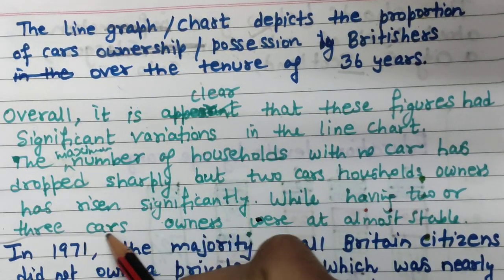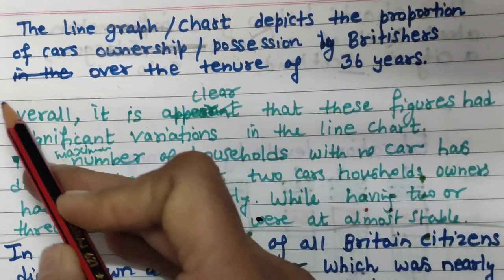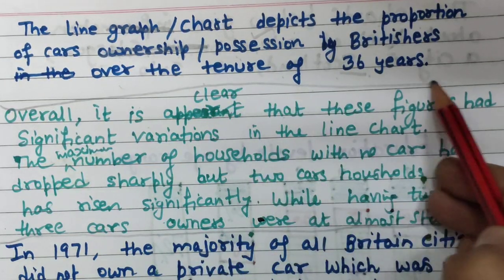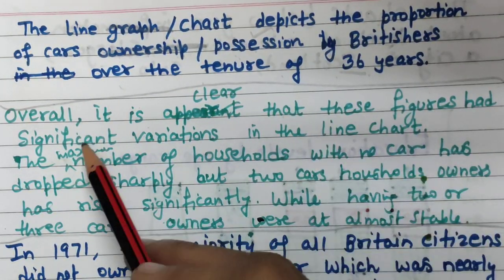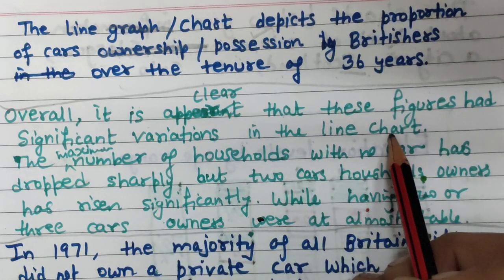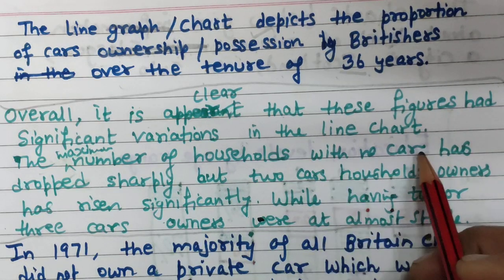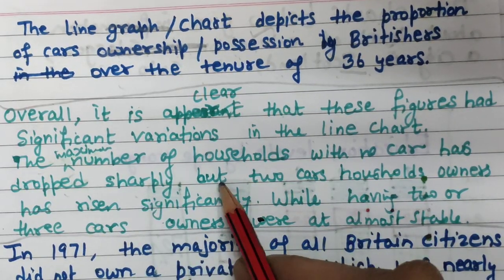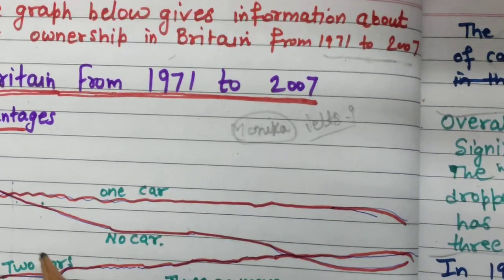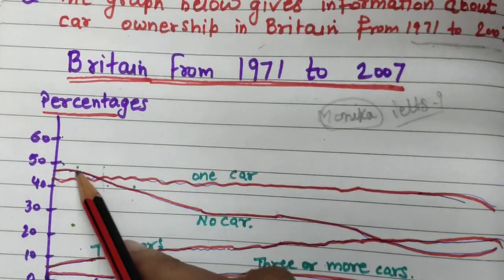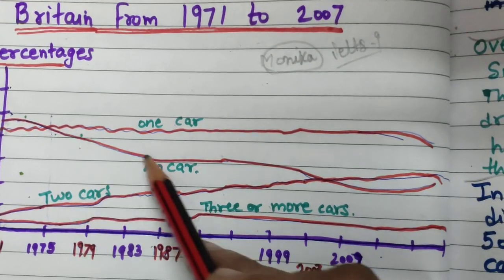So up to here in green color, this is the second paragraph, the overall point of view. It is clear that these figures had significant variations in the line chart. The maximum number of households with no car has dropped sharply. First I will show you the maximum: you can see this maximum number over the time period had dropped.